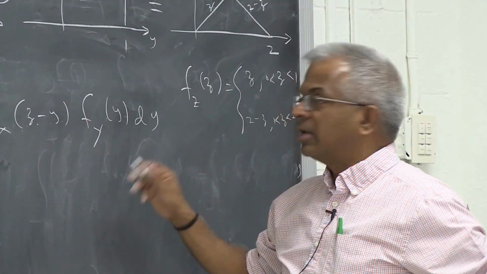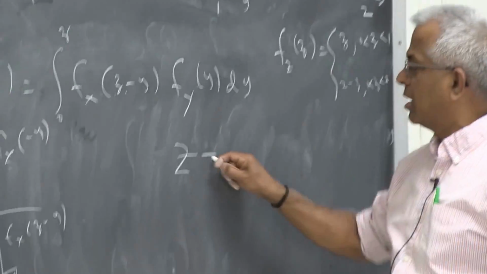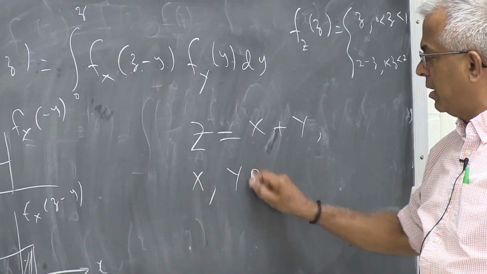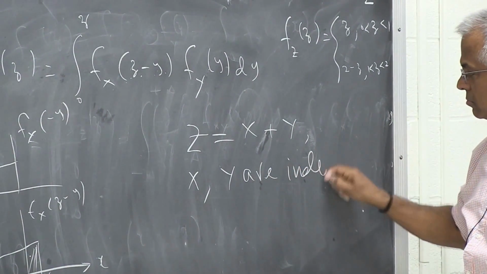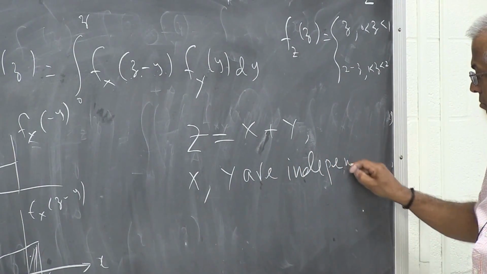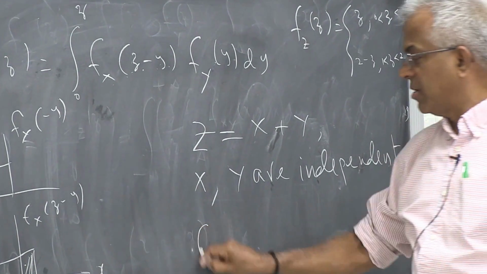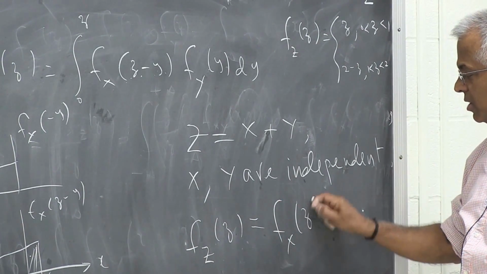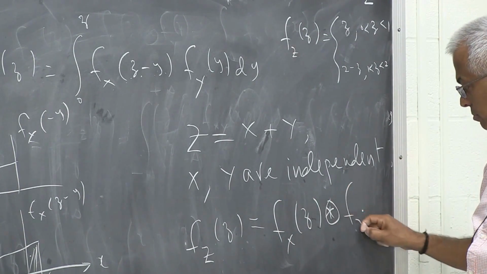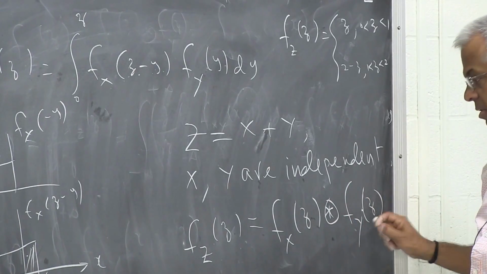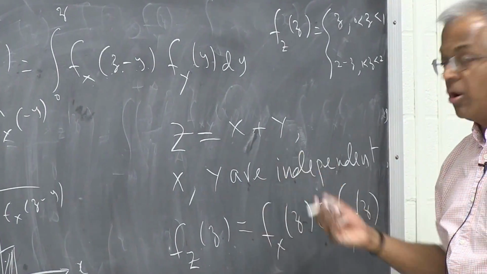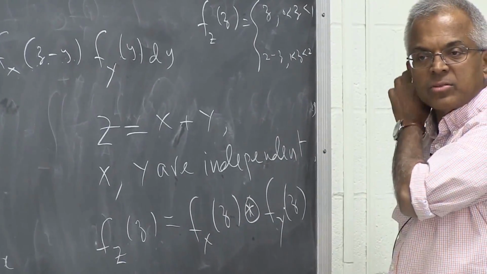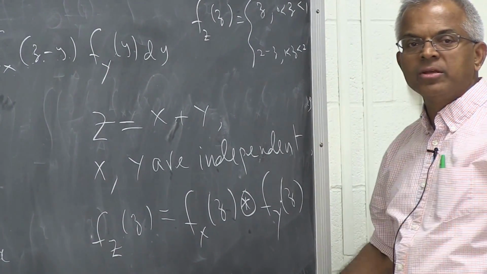So the key, I'll summarize, we just did one example. If z equals x plus y and x and y are independent, then the density function of the sum is the convolution of the two density functions. And if they are not independent, I gave you the formulas. It will be the integral of f x of z minus y multiplied by f y dy.